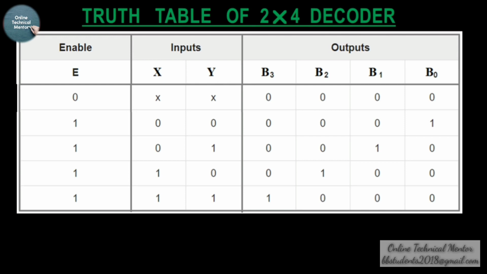Now what you have to do, you have to derive the Boolean function from the truth table so that you can draw the logic diagram for 2 cross 4 decoder. Now look at the B0 output.